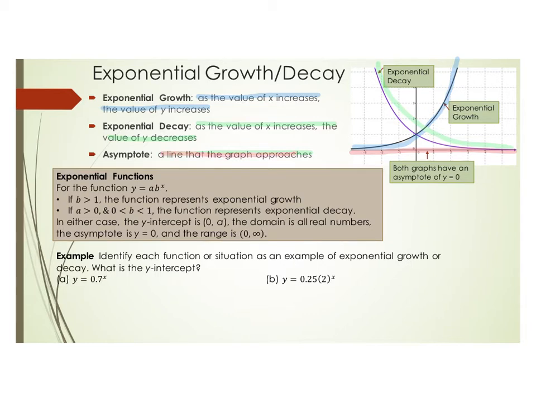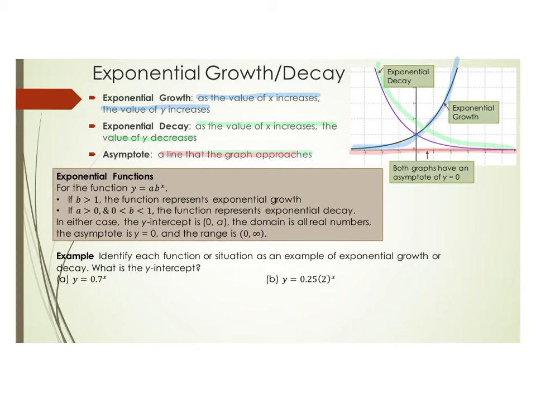So for exponential functions, for the function y equals a times b to the x power, if b is larger than 1, the function is exponential growth. If a is larger than 0 and b is between 0 and 1, the function represents exponential decay. In either case, the y-intercept is (0, a), and the domain is all real numbers. The asymptote is y equals 0, and the range is 0 to infinity.